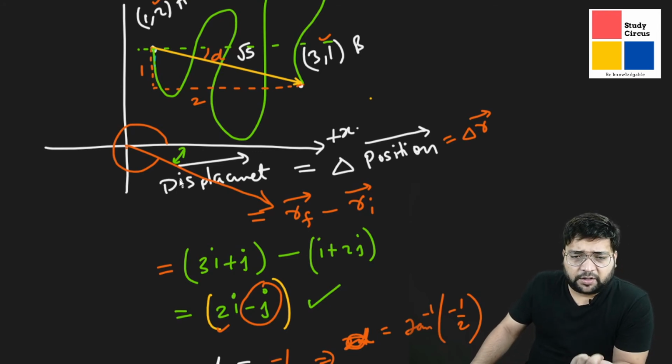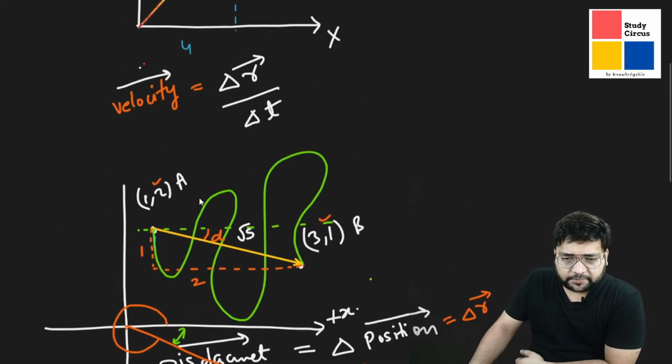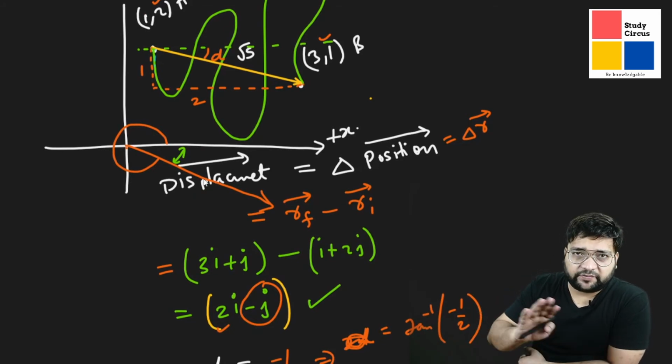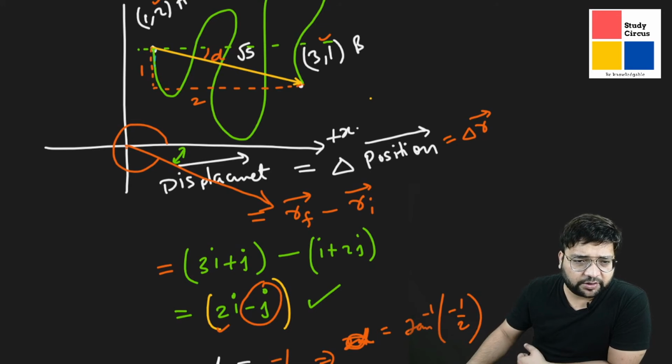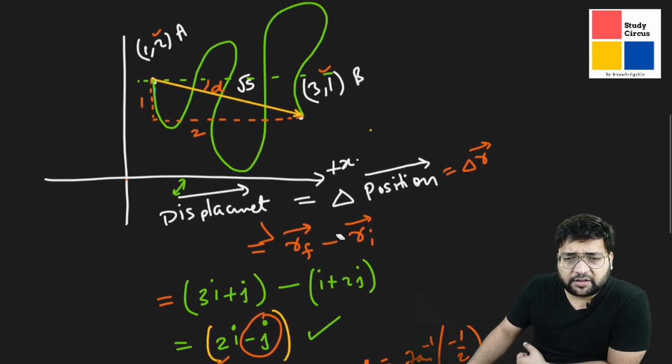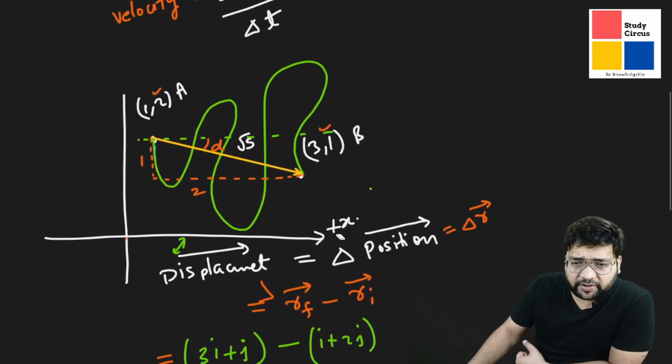A vector can be moved parallel to itself anywhere in the space. It doesn't change the vector. That we know already. So we have seen what the displacement vector is.